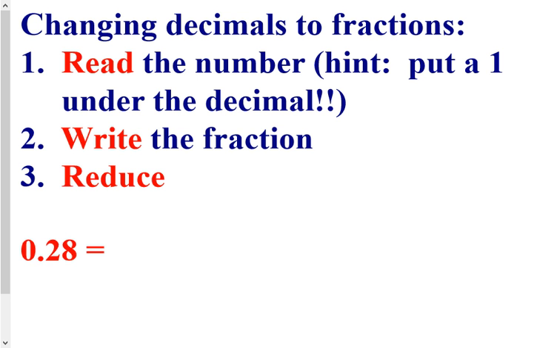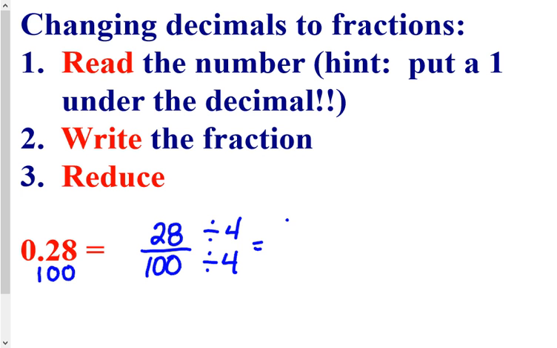So when I look at this first example, I put a 1 under the decimal, a 0 under each place after. It's pretty easy to see that that says 28 hundredths. So I've read it as 28 hundredths. Now I'm going to write it as 28 hundredths. And then I'm going to simplify it. 28 and 100 can both be divided by 4 to give me 7/25. So 28 hundredths the decimal equals 28 hundredths the fraction, which simplifies to 7/25.